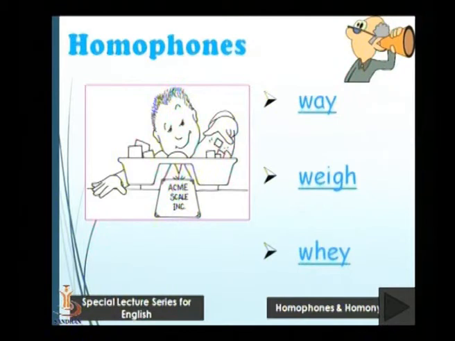Way and weigh. We'll focus on the first 2 words. Way is a path to something. And weigh, W-E-I-G-H, means to measure something. Weighing. So in these 2 different contexts, way and weigh are used.